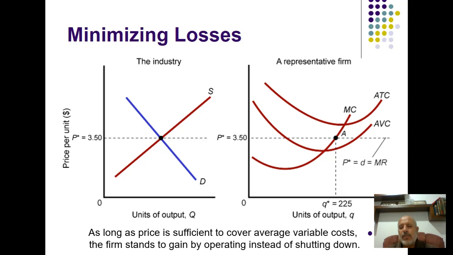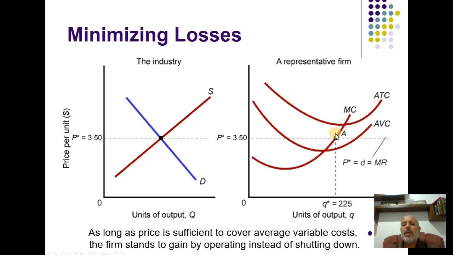Again, point A here is the equilibrium point where we minimize losses, and as long as the price is sufficient to cover average variable cost, the firm stands to gain by operating instead of shutting down, which means that when the price here is higher than the average variable cost, the firm will never shut down, but it will continue because it is making operating profit. We call this operating profit, while it makes economic losses.